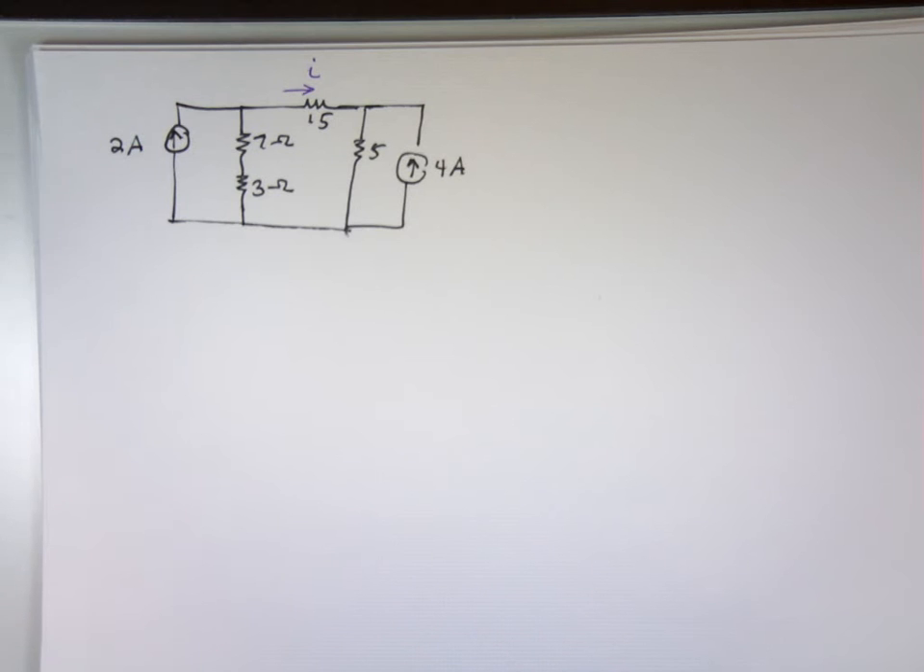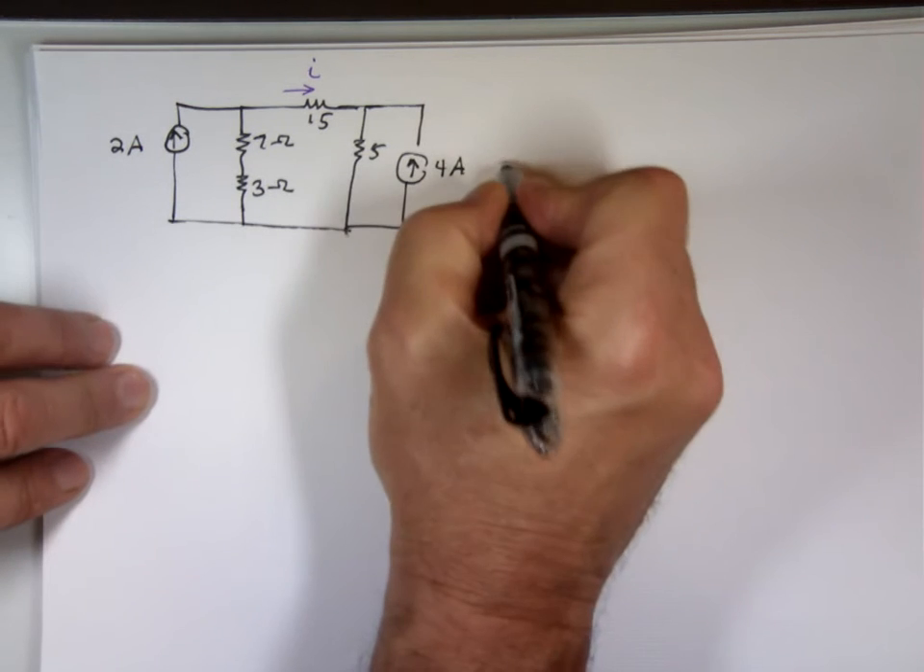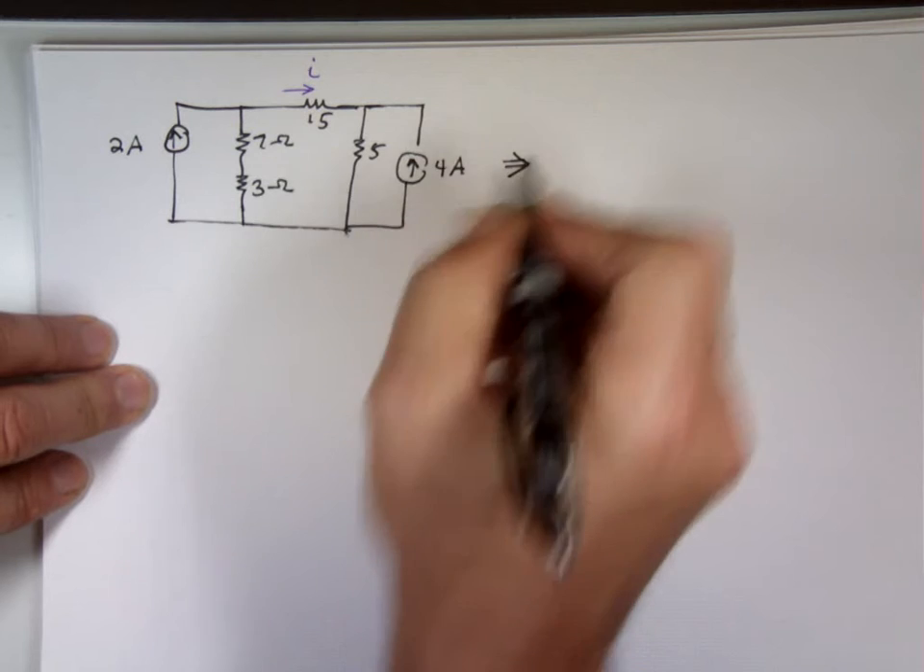Now, me personally, the first thing I would have done is what? Combine these two resistors. Why am I having two here?